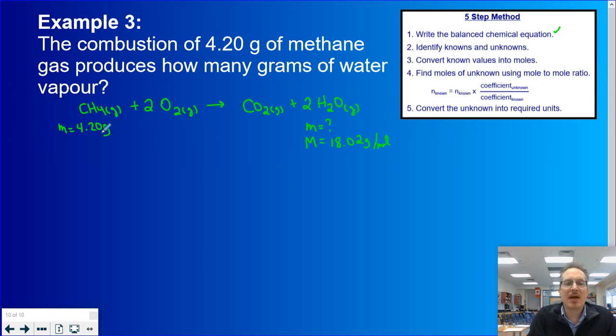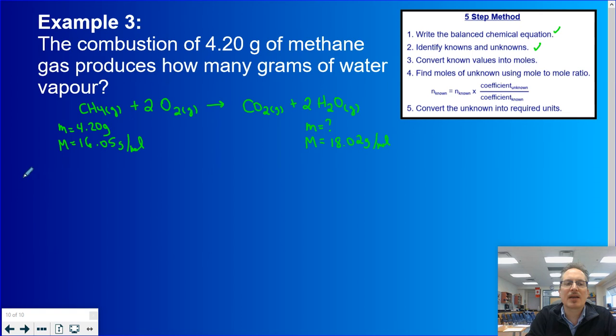Okay, for methane, we're going to add 12.01 plus 1.01 times 4. So my molar mass of methane is going to be 16.05 grams per mole. I hope you're seeing how important it is to organize your work into columns so that you don't pull something goofy from the wrong spot. So, step number 2, we've identified our knowns and unknowns.